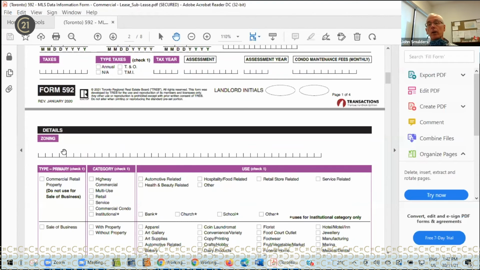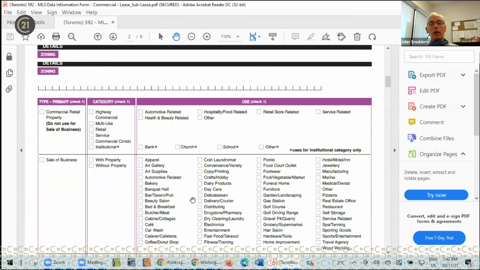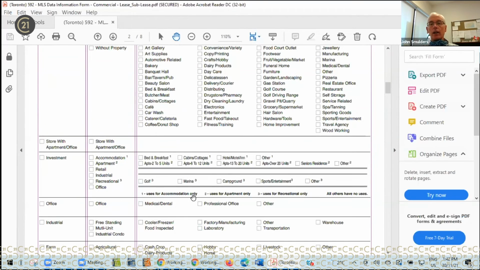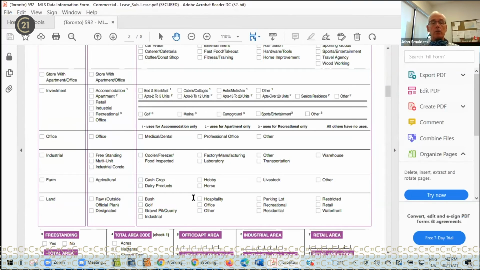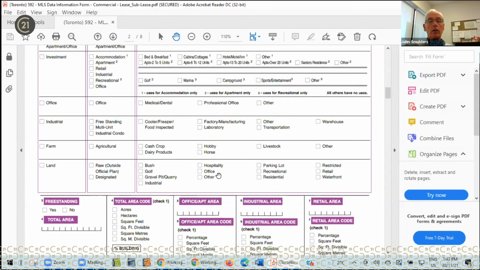Zoning, this is the one we talked about. A lot of agents just put down commercial. We know it's commercial zoning. Okay, but what kind of zoning is it? Are you going to do the homework to help your landlord and to help yourself not to get a million questions from cooperating agents? If you put down here just commercial, what is it? It could be anything at all, okay? So you do want to try to narrow it down a little bit just to save yourself all the millions of questions, if nothing else.